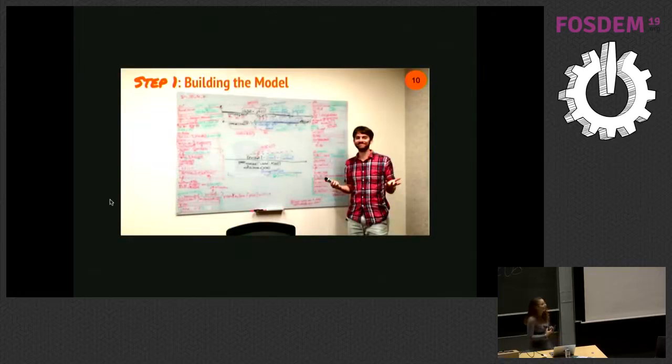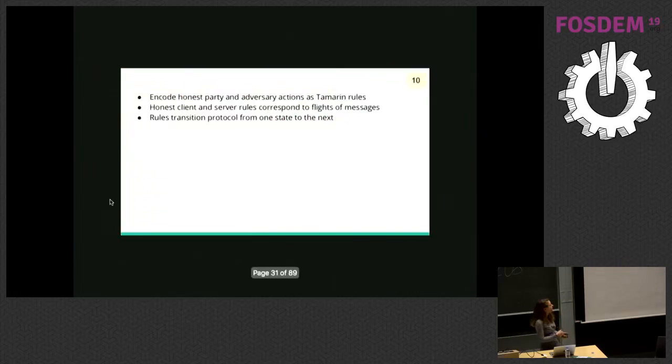All right, so draft 10, our work there started back in 2015, where Sam Scott and I were interns at Mozilla. And this is our first attempt at trying to figure out what was going on in TLS 1.3, and we were trying to model it in Tamarin. We wanted our model to encode honest party actions as Tamarin rules. These honest client rules, and for the server as well, correspond to the processing of flights of messages, and rules transition the protocol from one state to the next.